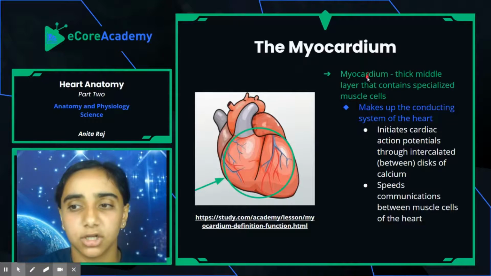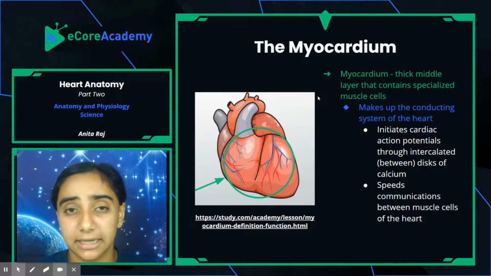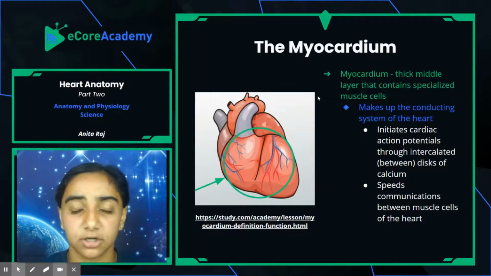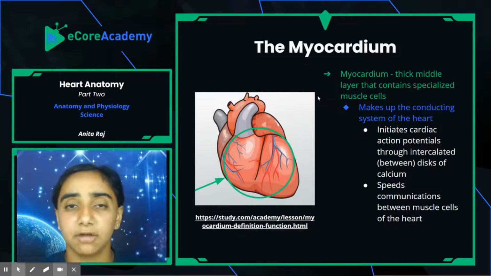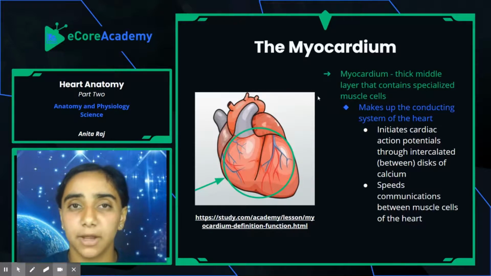So the myocardium is a thick middle layer that contains specialized muscle cells. There are four main outer layers of heart muscle. We're going to be going over them specifically in future videos, but I'll just tell you the outermost is the pericardium, that sac enclosing the heart that I talked about in the last video. Then you have the epicardium, then you have the myocardium, and then you have the endocardium.